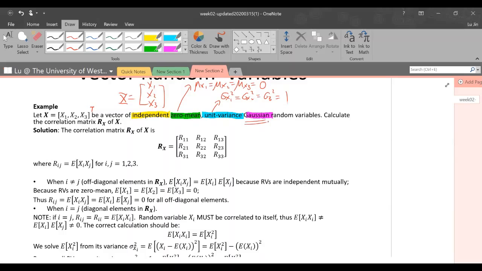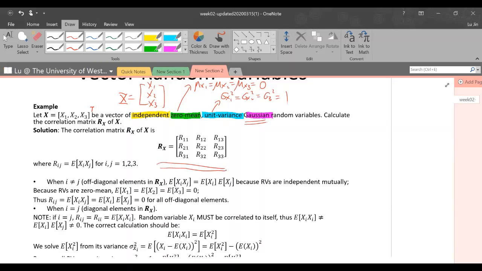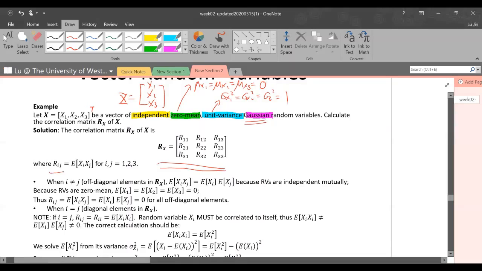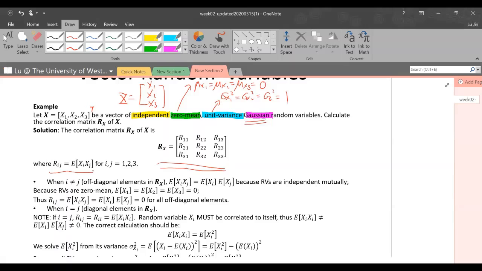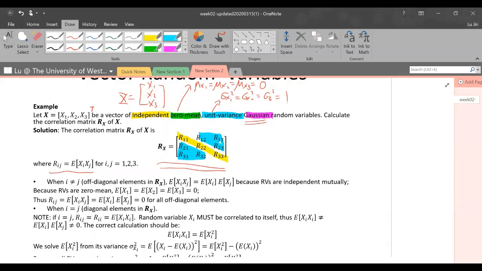So the question is asking us to calculate the correlation matrix R. By using the definition we introduced in the previous slide, we know the Rx matrix should be a 3 by 3 matrix. The elements in the rows and columns are just Rij. Rij is defined to be the expectation of xi times xj. Now we want you to notice, out of these 9 elements, they can be divided into 2 groups. The first group are the elements along the diagonal, R11, R22, R33. The other group are the elements off the diagonal. We have different ways to calculate the values for the elements in these 2 groups.